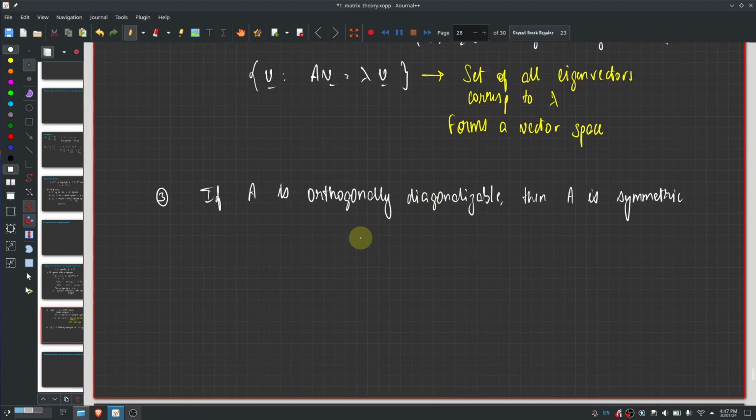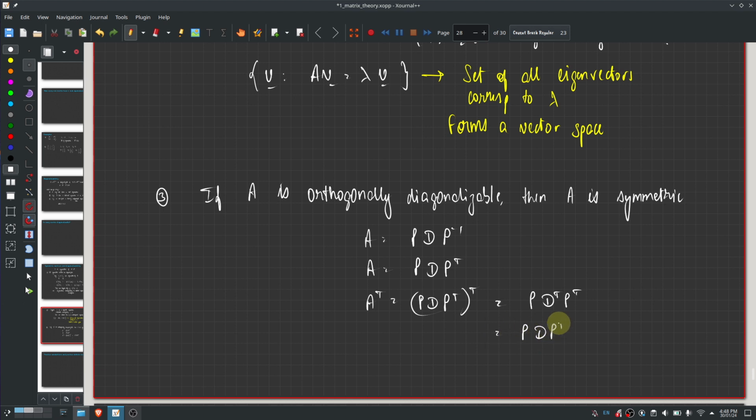How do the eigenvectors relate to A equal to, say, P D P inverse? Correct. So if you can write A as P D P inverse, then the columns of P essentially are the eigenvectors. So in that case, what is P inverse equal to? So P transpose, because you can find an orthonormal basis, right? So A is in fact P D P transpose if A is orthogonally diagonalizable. But if that is the case, then what is A transpose equal to? P D P transpose, the whole transpose, which is just P D transpose P transpose, but D is a diagonal matrix, so this is just P D P transpose, right?